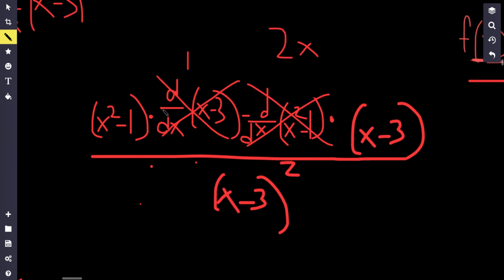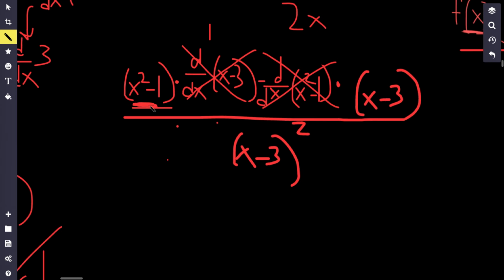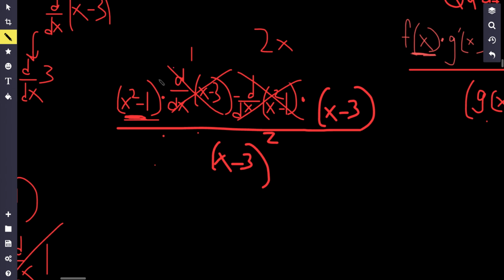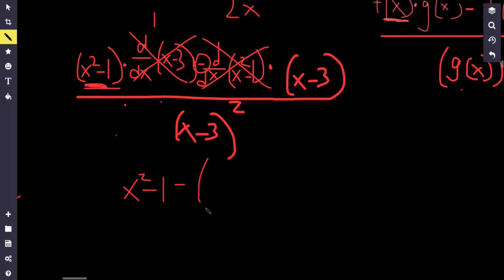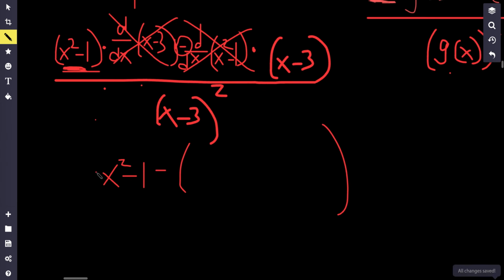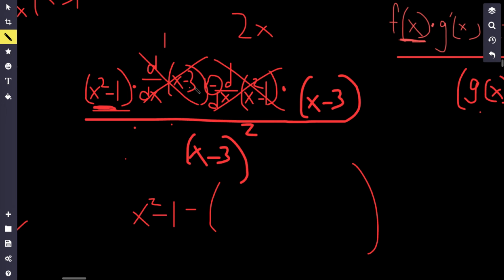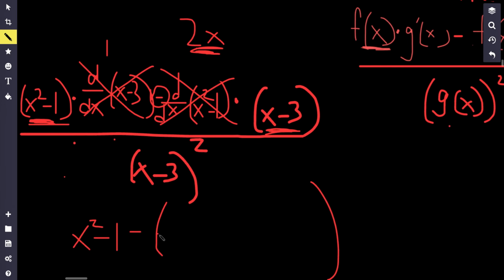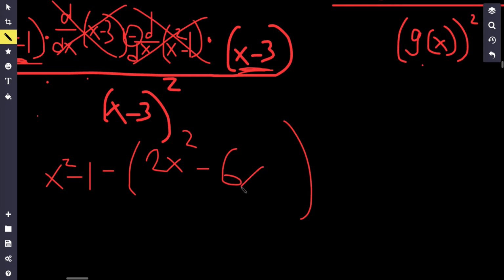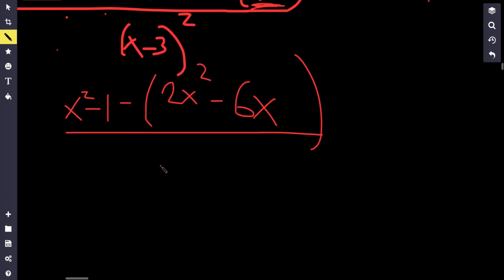And now all you need to do is simplify this. For the first part, you have x squared minus 1 times 1, which is the same thing. So you have x squared minus 1, and you're subtracting from this, put it in parentheses, 2x times x minus 3. So 2x times x is 2x squared, and 2x times negative 3 is minus 6x. All of this is divided by x minus 3 squared.